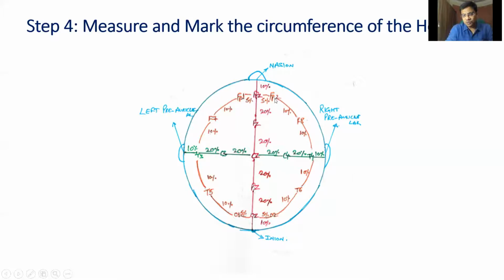So FPZ to FP2 is 5%, around 58, so 5% is 2.9. FP2 to F8 is again 5.8. If it's 58 centimeters, F8 to T4 is again 10%, so 5.8, 5.8, 5.8, and 2.9. Similarly, it is the same in the case of the left side also.